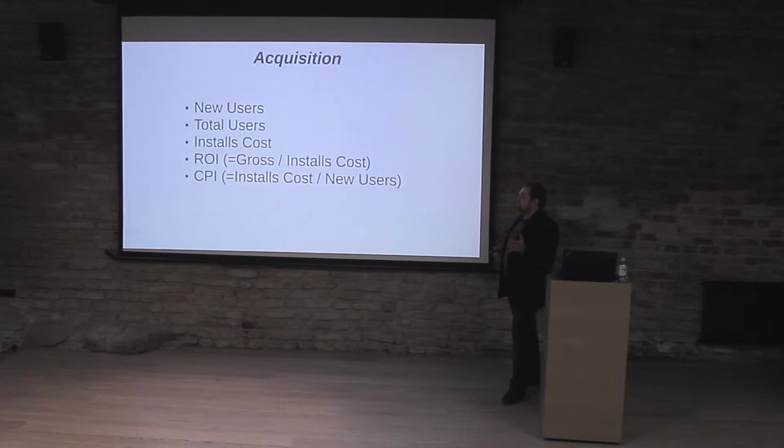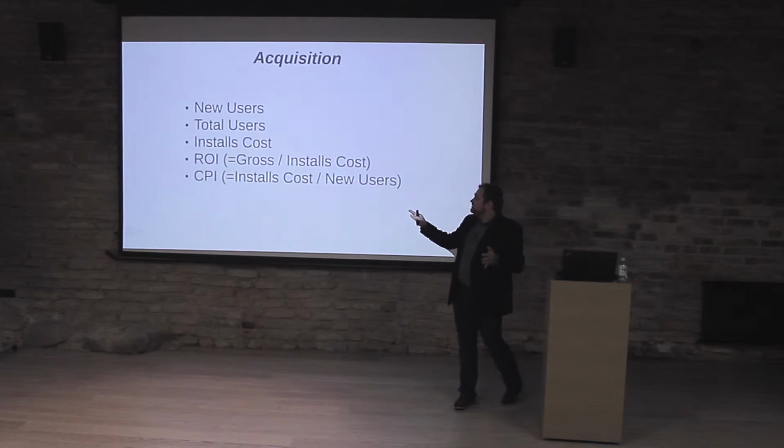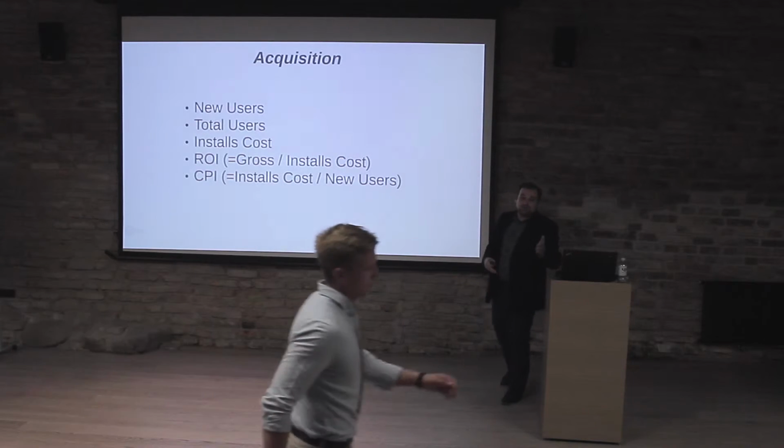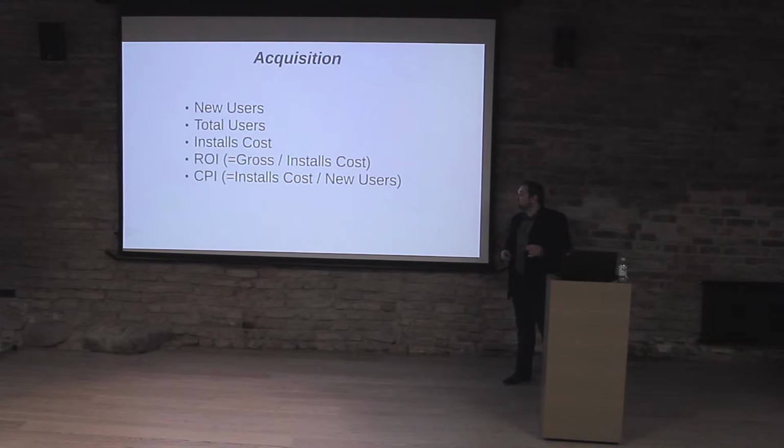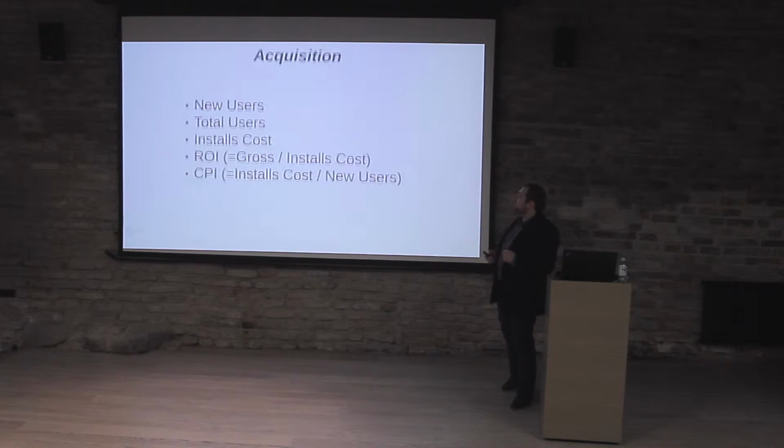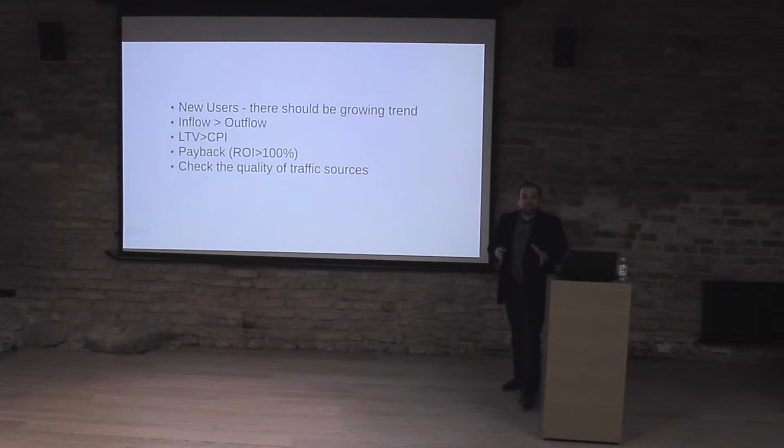And the CPI, or cost per install, is used in mobile. In web, it's usually called the CPA, cost per acquisition. Well, what do you need to check for these metrics? What do you need to check for user acquisition?